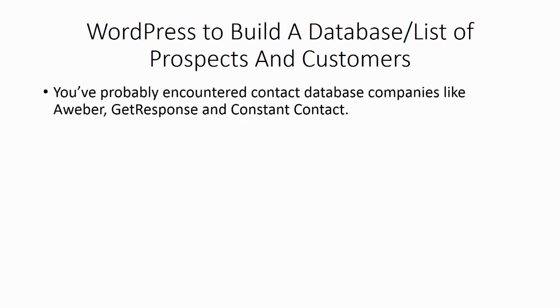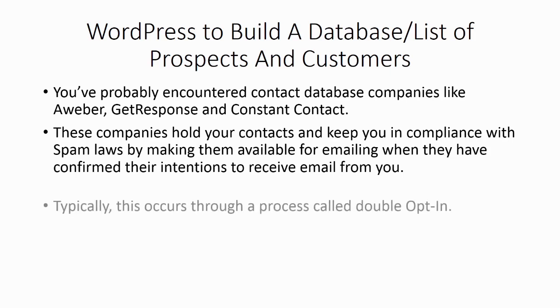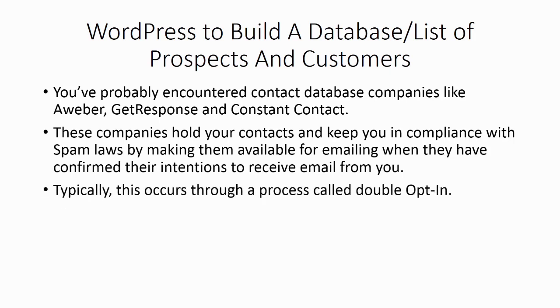Now, you've probably encountered some contact database companies like Aweber, GetResponse, or Constant Contact. These companies hold your contacts and keep you in compliance with spam laws by making them available for emailing when they have confirmed their intentions to receive emails from you. Typically, this occurs through a process called double opt-in.